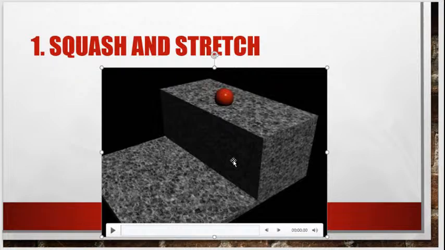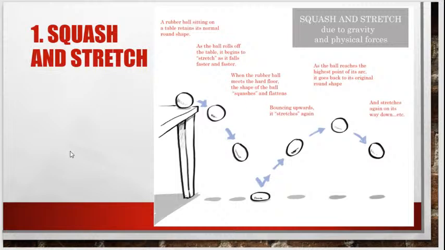Now let's see in more detail about squash and stretch. Here I have this ball. A rubber ball sitting on a table retains its normal round shape. It is round like its original shape. Nothing is happening to it. Then suddenly it rolls off the table and begins to stretch while it is falling down. You can see it is stretching from this point and this point, and from here and from here it is getting squeezed, getting thinner, but from here and here it is getting wider.